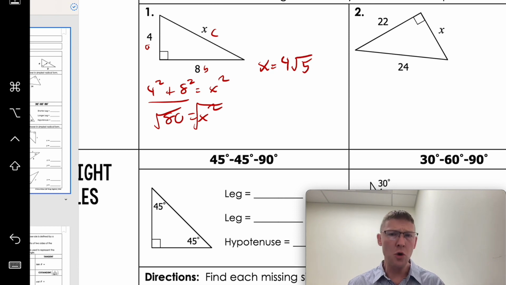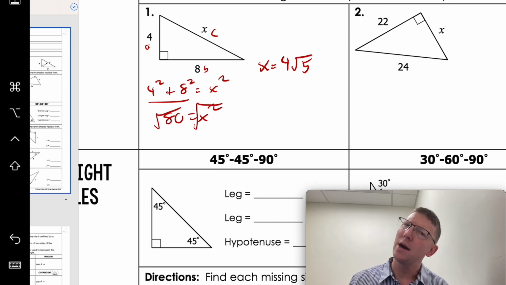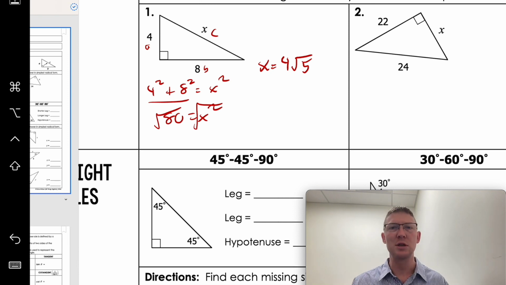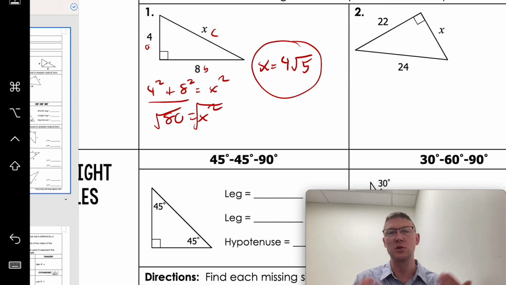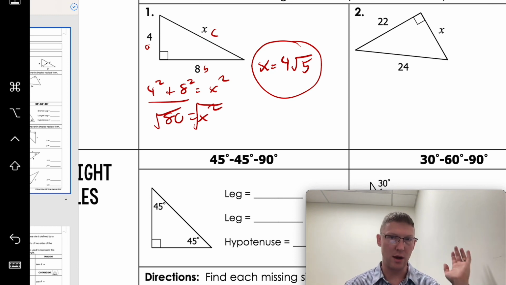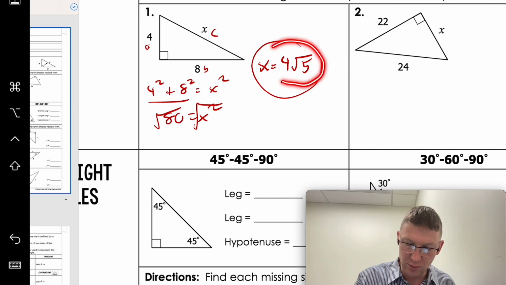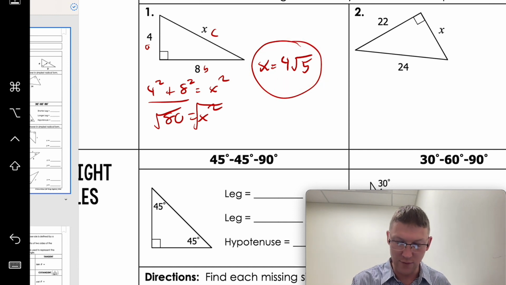Normally when we square root both sides, we do a plus or minus. But how do you have a negative length? It's kind of a trick question, so there's an implied task here. Since we are dealing with a length, a real live actual measurement, we can't have a negative number. So we just throw out that negative number because it doesn't make sense. Our answer is just x equals 4 square root of 5, and we found it using A squared plus B squared equals C squared.